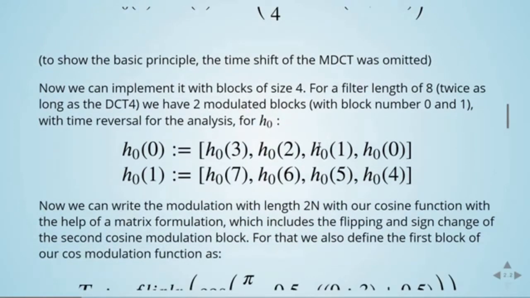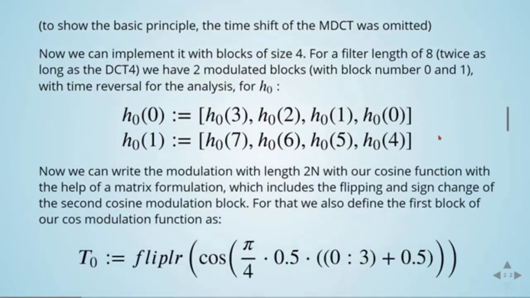Now we can implement it with a block size of 4 for a filter length of 8, twice as long as the DCT4. We have two modulated blocks, block number 0 and 1, with the time reversal for the analysis. So for H0, we have here H0, block 0, and block 1. And we have here these elements. And you see there is a time reversal for the analysis for H0.